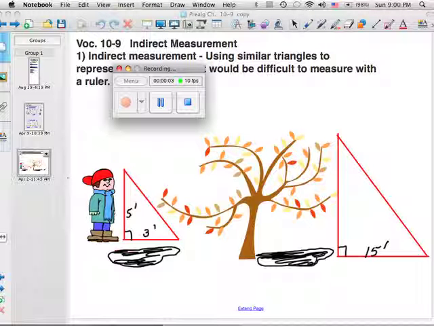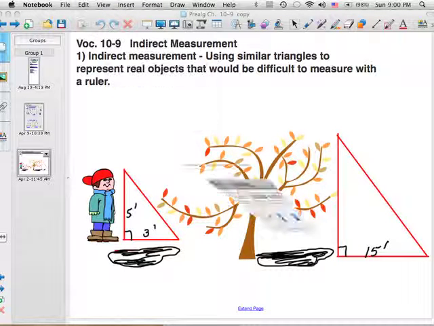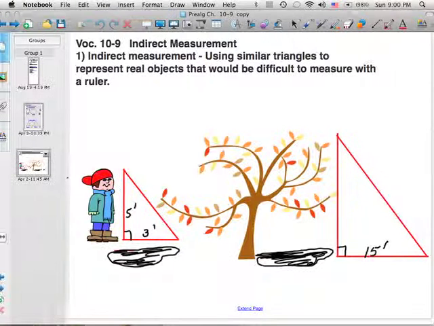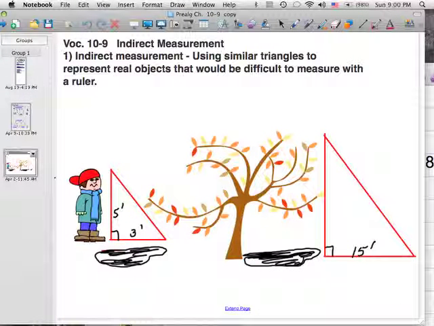We're on chapter 10, section 9, and we're going to be working with indirect measurement to find a missing side of a triangle. We use indirect measurement when we're trying to measure triangular shapes that physically we cannot do. So for example, if I wanted to measure the height of this tree, if I used the height of a person and the shadow that person casts, I can figure out the height of the tree by using similar triangles and the shadow of the tree.